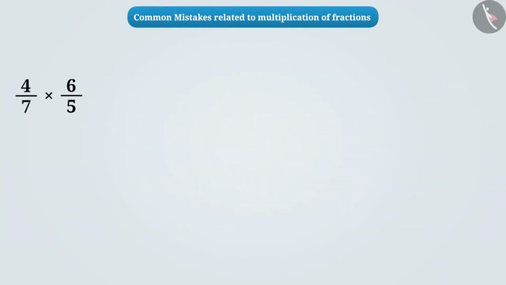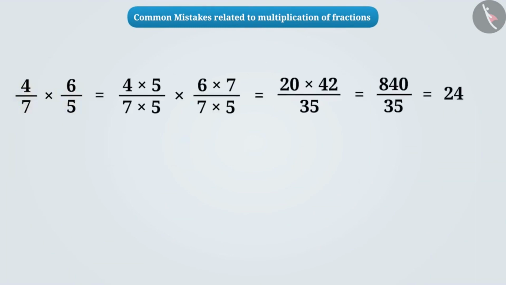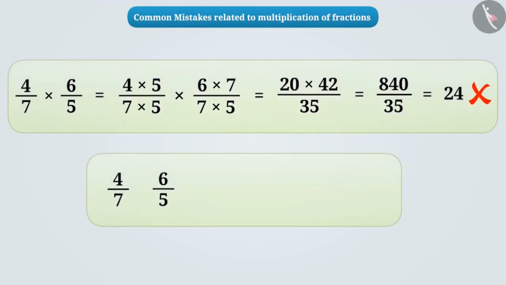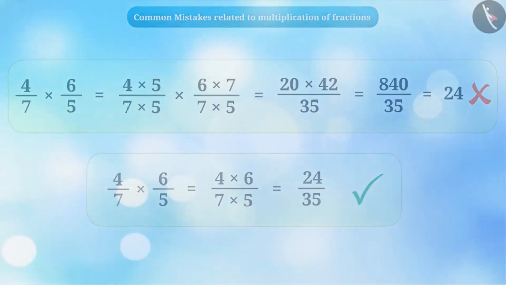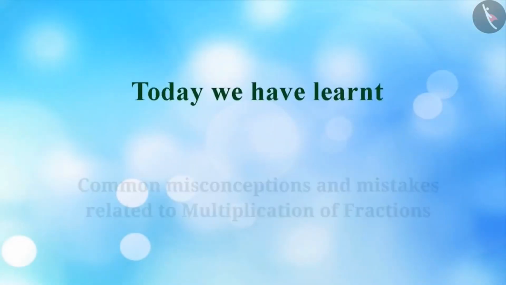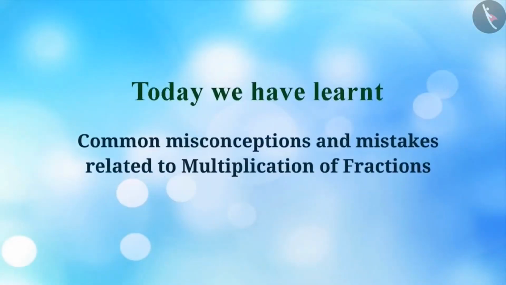If the denominators of the 2 fractions are not equal during multiplication, then some children try to make them equal. This is a misconception. To multiply 2 fractions, the numerators and the denominators are separately multiplied and written in place of the numerator and the denominator of the result. Today, we've learned some common misconceptions and mistakes related to multiplication.